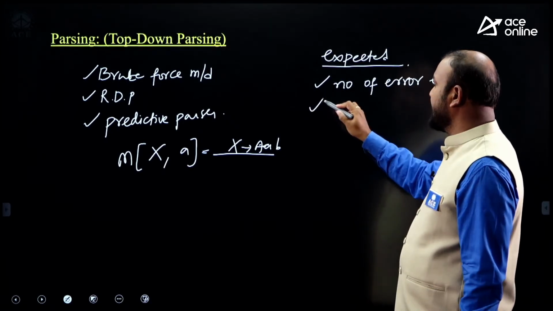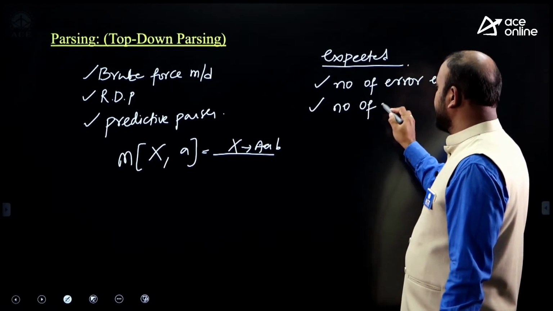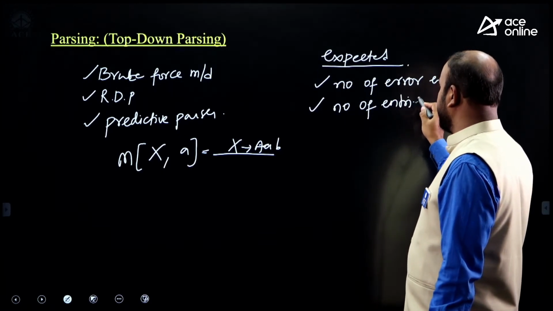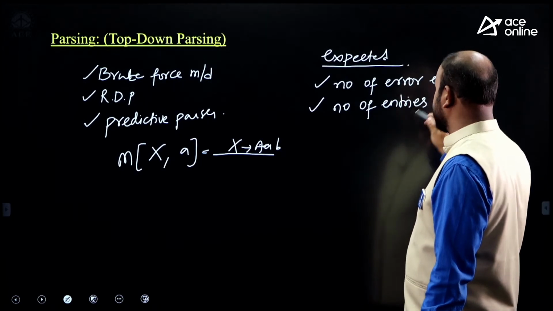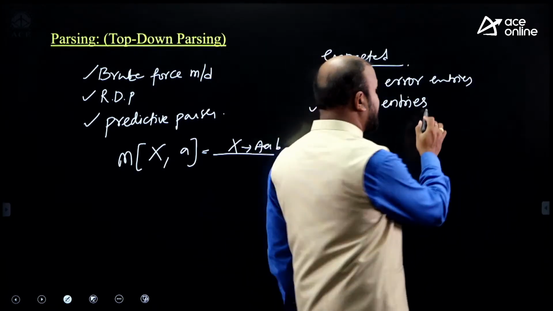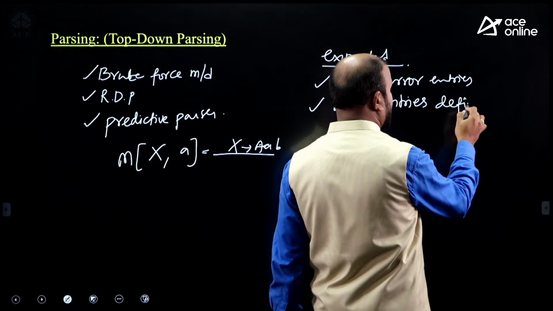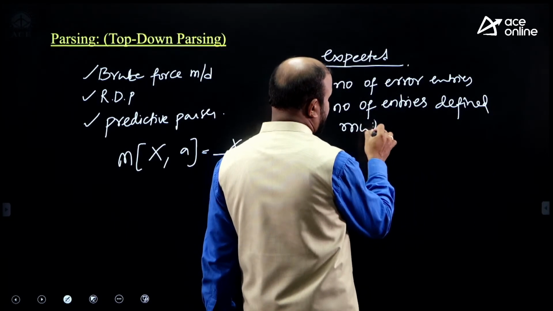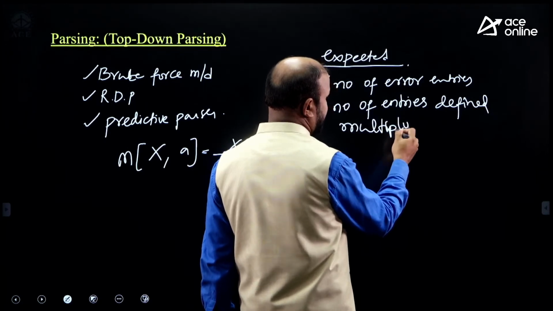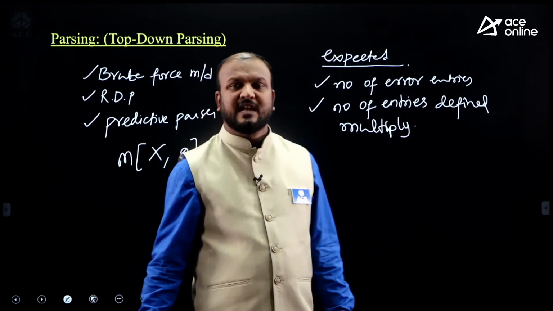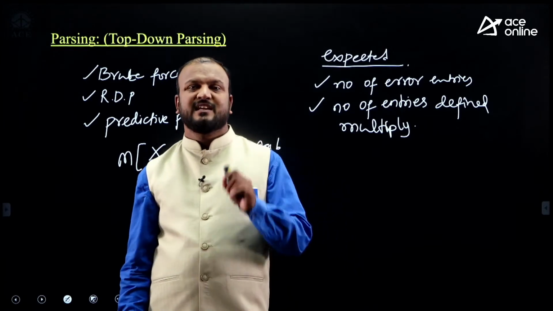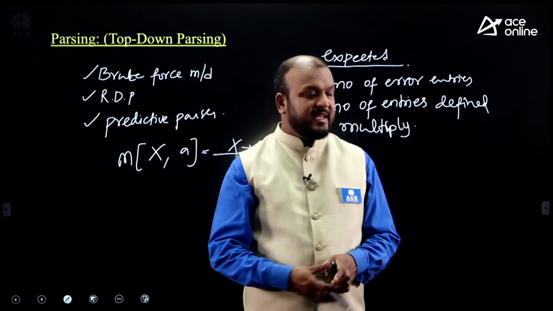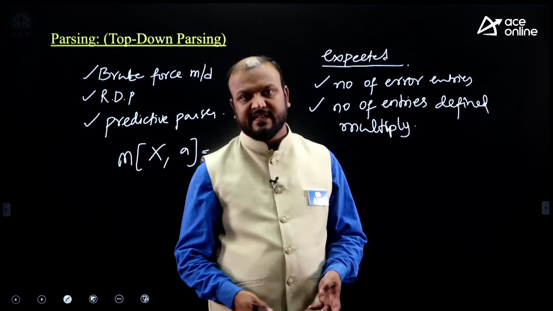Or number of entries which are defined multiply. So we can call multiply defined entries, number of entries defined multiply. Suppose if the grammar is not suitable for the predictive parser, you can expect conflicts in the parse table. A multiply defined entry means conflicting entries.